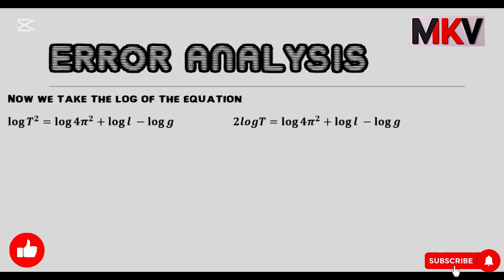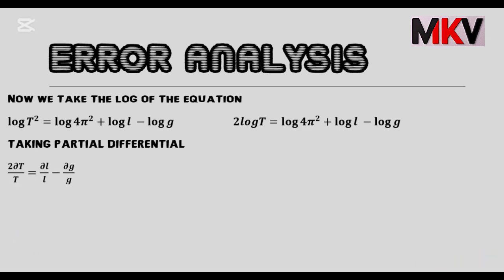Someone may ask why we didn't touch the 4 pi squared. It is a constant. There are no variables in that expression, so there's no need for us to touch that. Now we take the partial differential of the equation we've had here, which is 2 log t equals log 4 pi squared plus log L minus log G. Taking the differential, we have 2 delta t over t equals delta L over L minus delta G over G. We will not take into consideration 4 pi squared. We will eliminate the 4 pi squared from the partial differential.